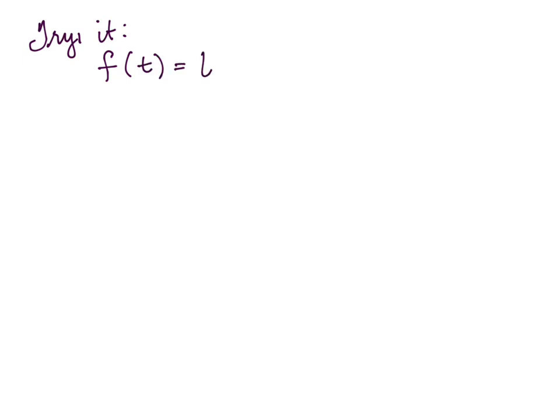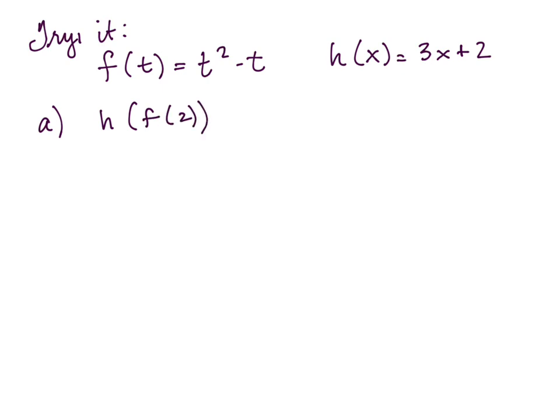f of t equals t squared minus t, so same functions here. h of x equals 3x plus 2. Your job is to find part A, h of f of 2, and part B, h of f of negative 2. Don't forget parentheses.